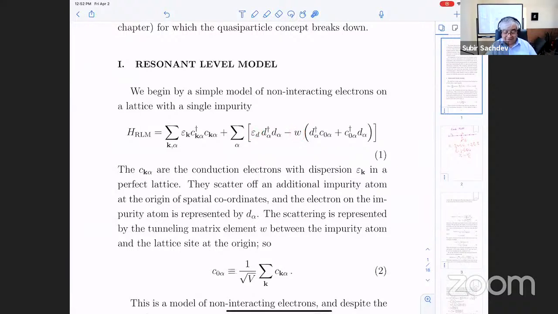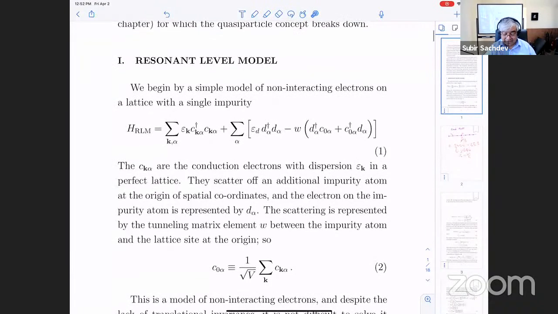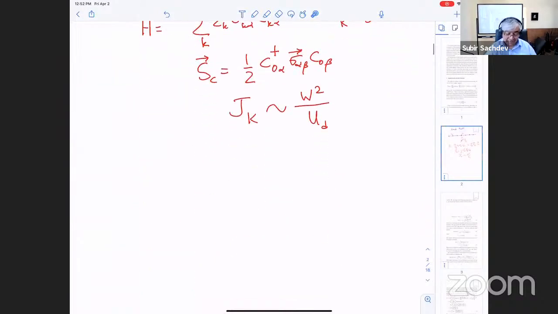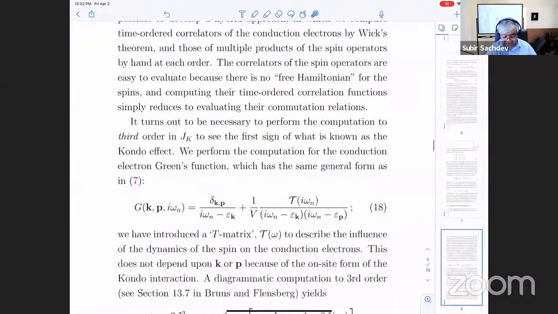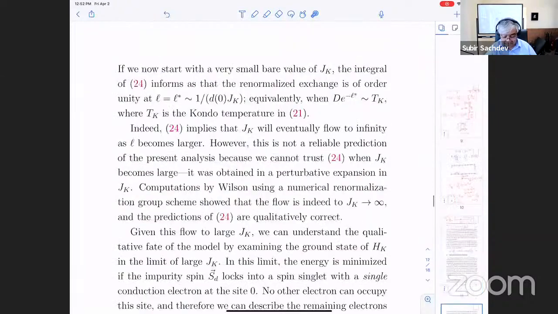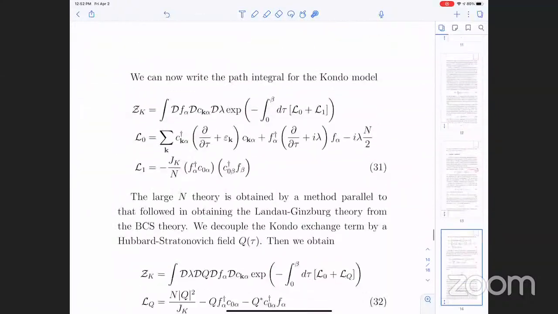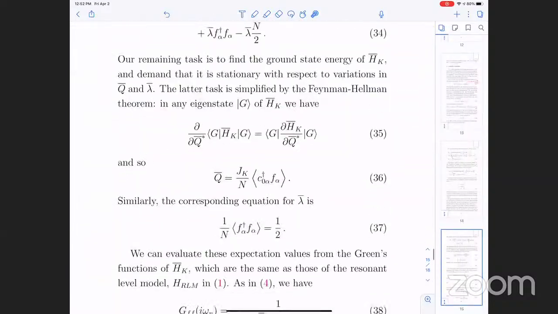So that's why we talked about this resonant level model. We worked out all its properties, and now we can quickly use those: just replace W by Q and epsilon D by lambda. That's all. And then you get the results that you want. You just have to determine those numbers. It's really algebra.